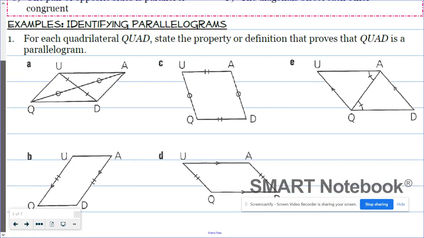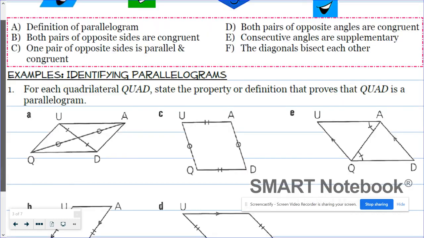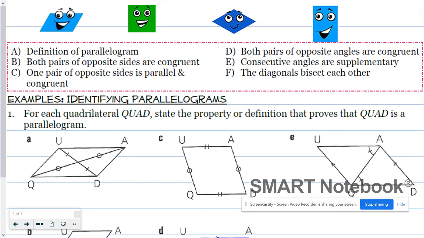Okay. So here we have some quadrilaterals. We want to pay attention to the markings on their diagrams showing us congruences and or parallel lines. And we want to determine, is the quadrilateral a parallelogram? And if it is, we should be able to match it to one of these. So feel free to pause, try these 5 problems, and then unpause to see how you did. Or continue watching and I'll talk about them.